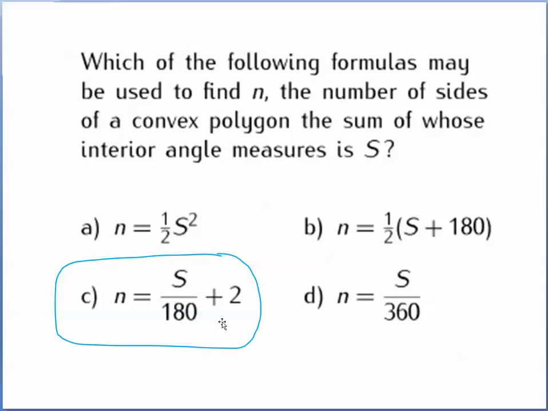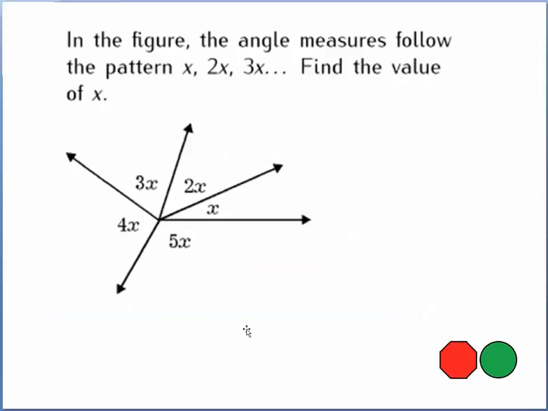But we could also check to see if maybe that was an anomaly, meaning that it only happens in that one case. We know that a square has 4 sides, and the interior angles total 360 degrees. So if we replace n with 4 and put 360 here, 360 divided by 180 is the same thing as 2. 2 plus 2 equals 4. So therefore the correct answer is n equals s divided by 180 plus 2.